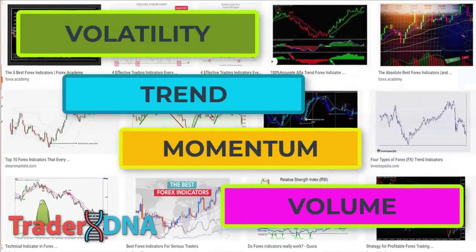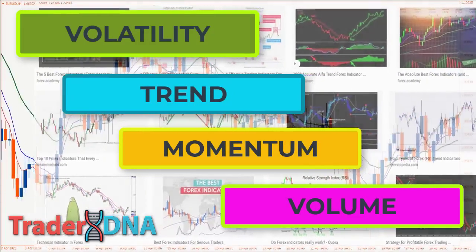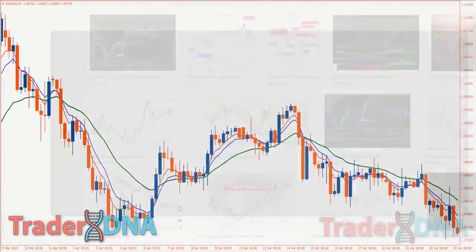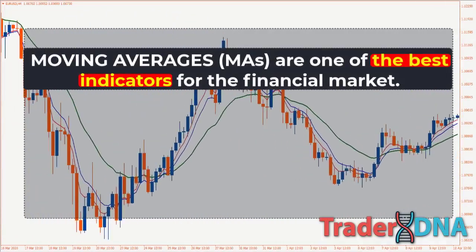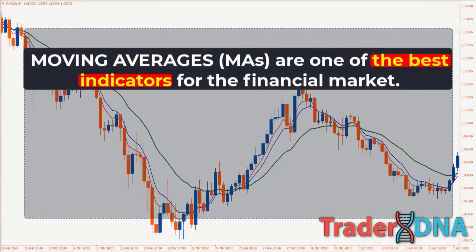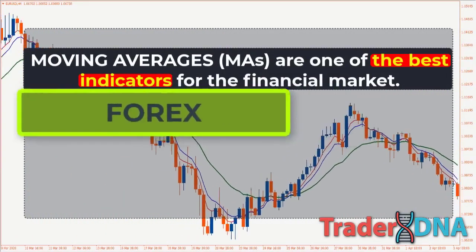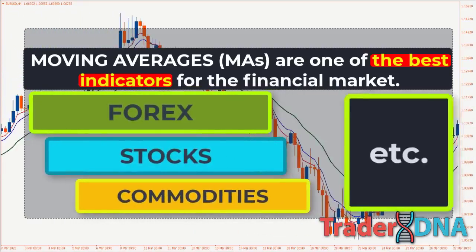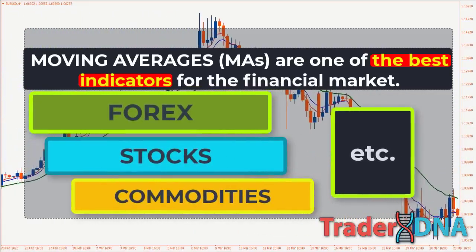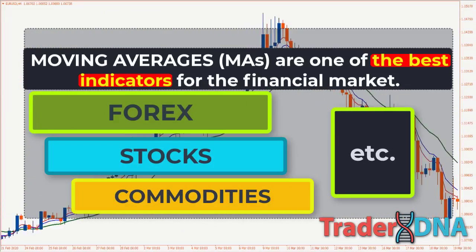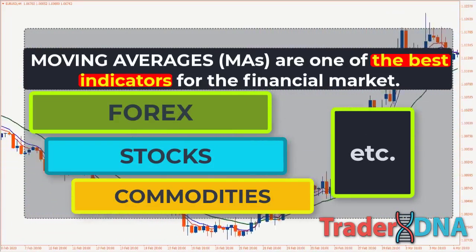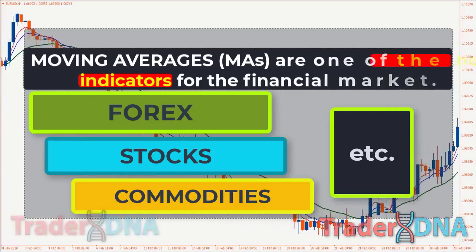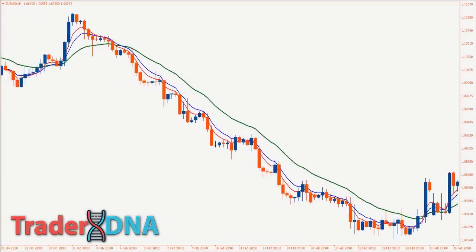And now, what is 5, 8, and 13 EMA? Moving averages are one of the best indicators for the financial market. You can use the moving average indicator for analyzing several financial markets such as forex, stocks, and commodities. You can calculate moving averages by opening or closing candles of specific periods. Moreover, you can customize the periods of moving averages. Easy applications and unique features make this indicator so popular.